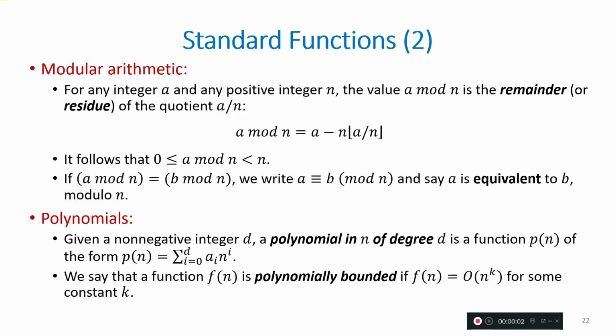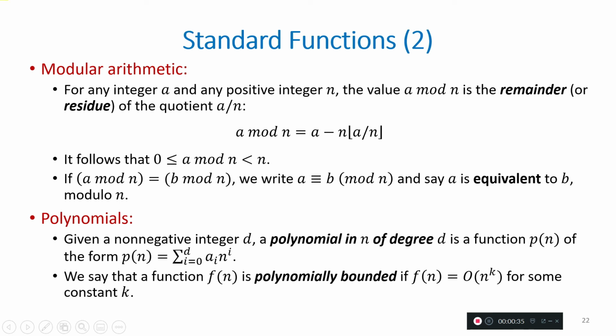The modular arithmetic is given as a mod n, where a mod n actually is the residue of a divided by n. So a mod n is equivalent to a minus n times the floor of a divided by n. You can quickly plug in some values and check that this actually is true. So we can always say that a mod n will always be a value from 0 to n minus 1.